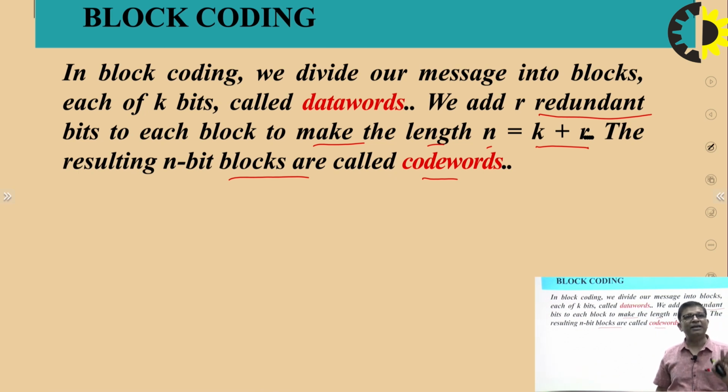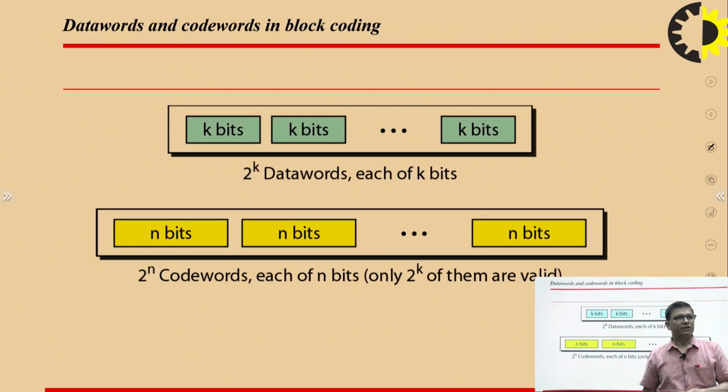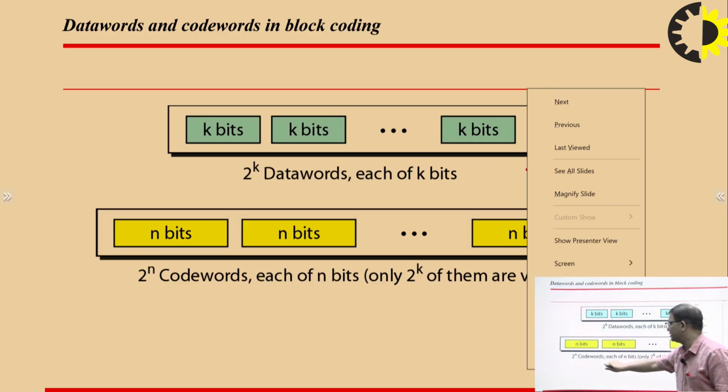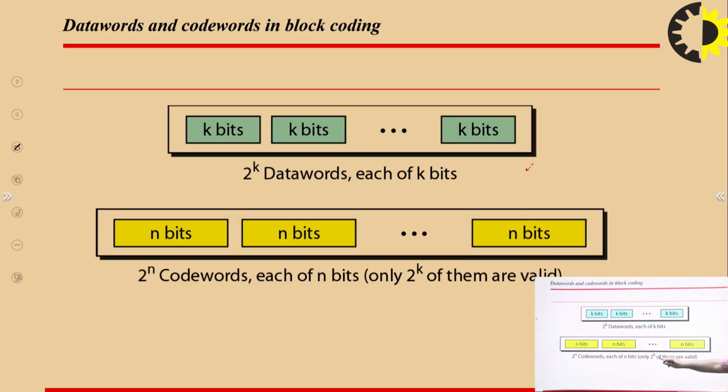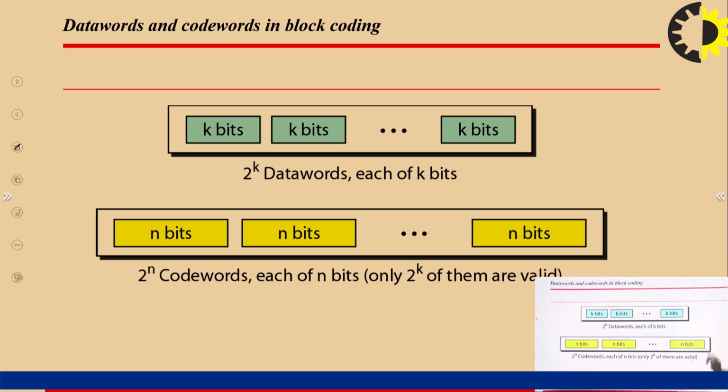Data word is the actual data you are sending. Code word is the data that is transmitted through the communication channel with some redundant bits. This is the code word. So there are 2 to the power k data words of k bits, and 2 to the power n code words of n bits. Of these, only 2 to the power k of them are valid.